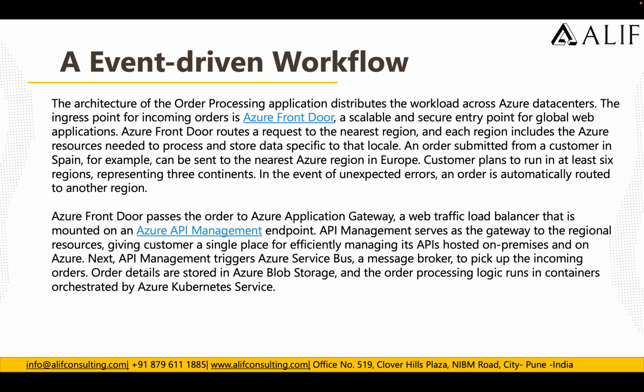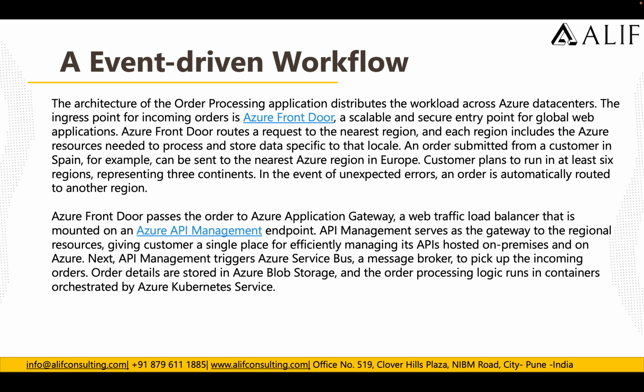Azure Front Door routes a request to the nearest region, which includes the Azure resources needed to process and store the data specific to the locale. An order submitted from a customer in Spain, for example, can be sent to the nearest region in Europe. The customer plans to run at least 6 regions representing 3 continents. In the event of unexpected errors, the order is automatically routed to another region.